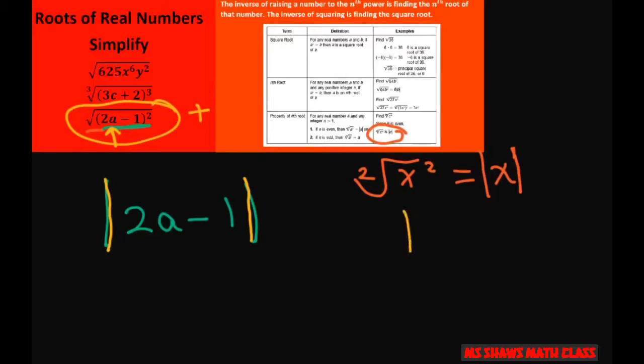And remember, the absolute value of a negative number is positive. And that's it.